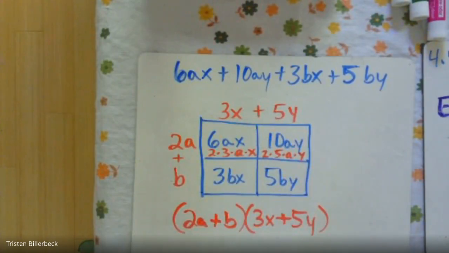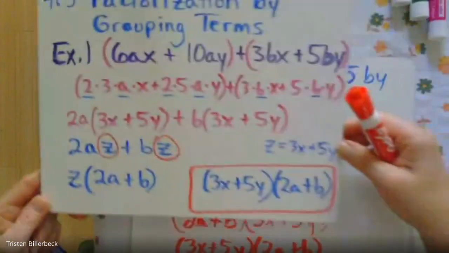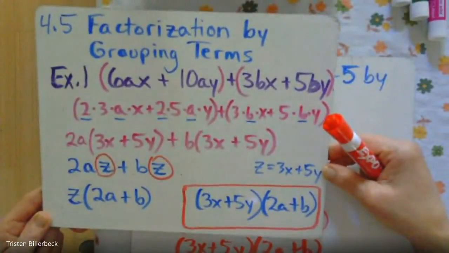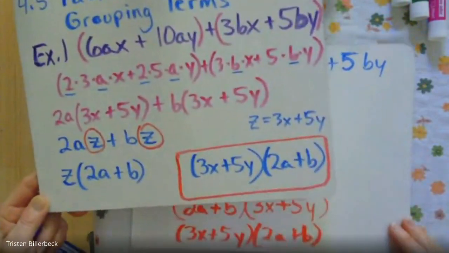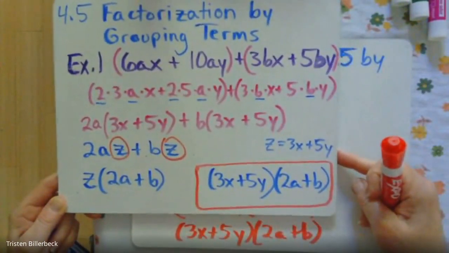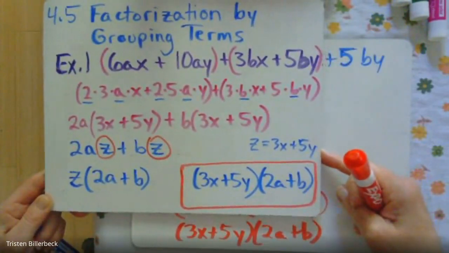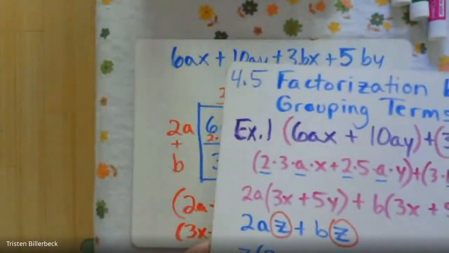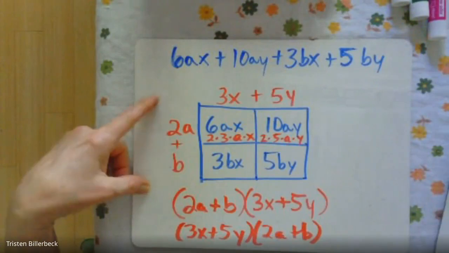If we look at that, this happens to be the same thing as 3x plus 5y times 2a plus b, per the commutative law of multiplication. So when we look at that way and this way, it's the same answer. No difference. So you can do it this way, or you can do it with a box.